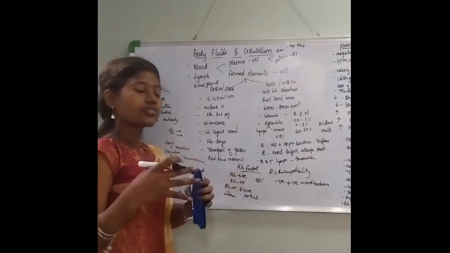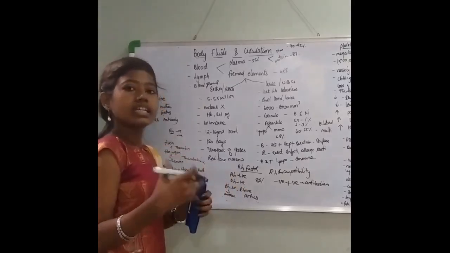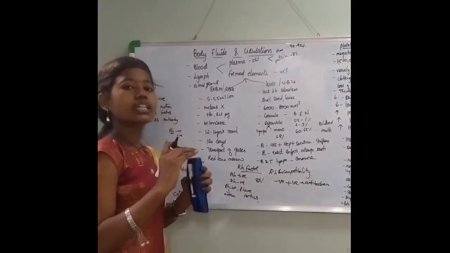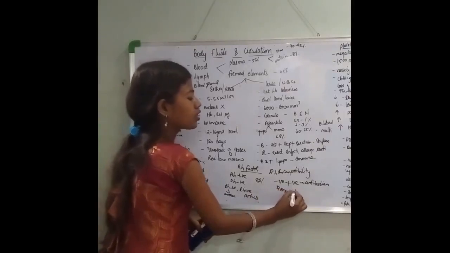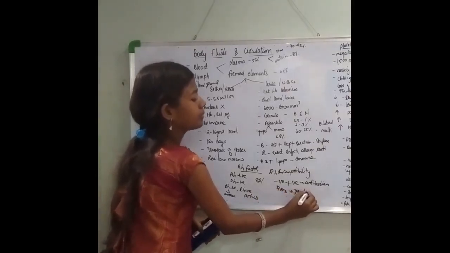So once it reaches the fetal blood, what happens? It causes the defense mechanism and it will destroy the entire RBCs of the fetus, leading to jaundice and anemic condition of the baby.